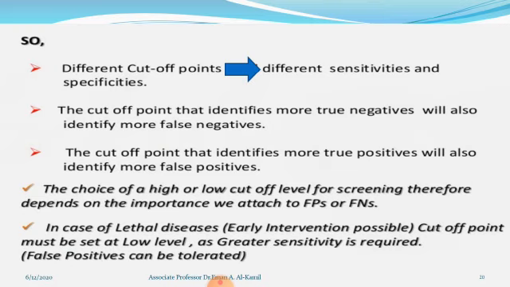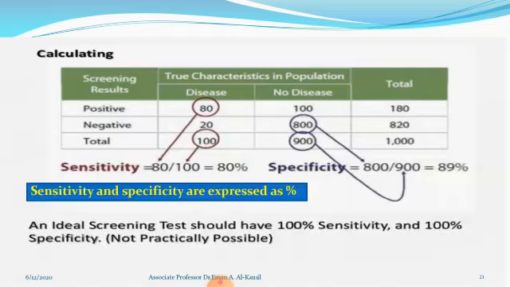So the choice of a high or low cutoff level for a screening test depends on the importance we attach to the false positives or the false negatives. In the case of a lethal disease, where, as we mentioned, early intervention is possible, the cutoff point must be set at a low level as greater sensitivity is required. False positives can be tolerated.